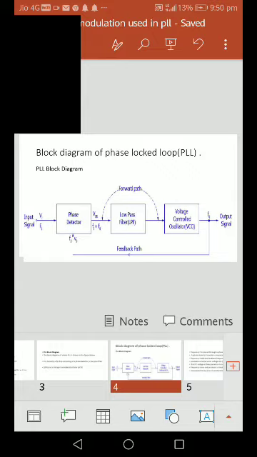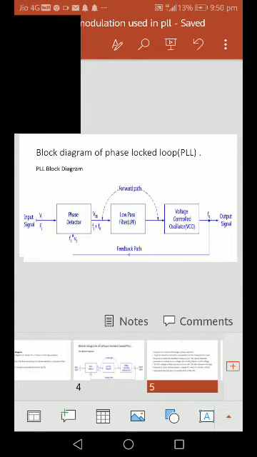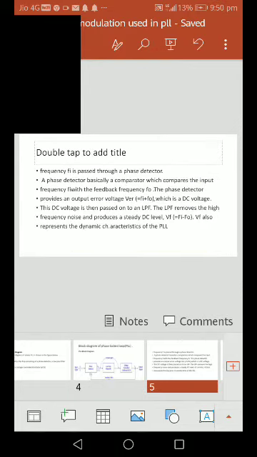We know fi and f0. The error between these two phase differences is given to the low pass filter, and the signals will be detected to lock the signal at a particular frequency, so that the output is continuously available at the output of the circuit.